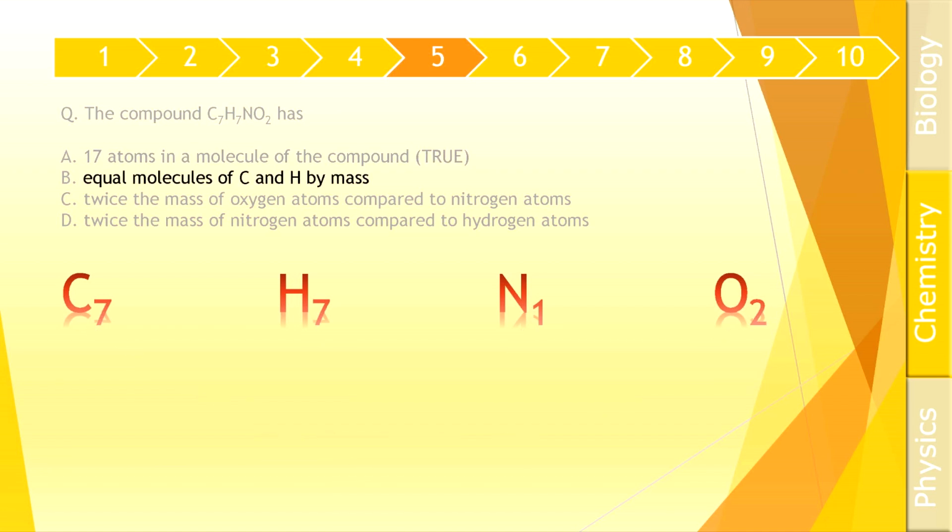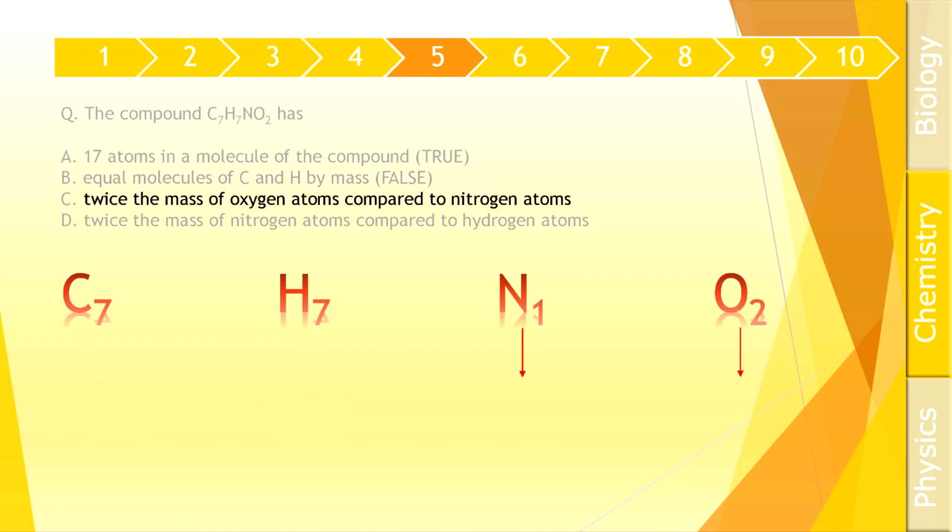Option 2 says that mass of carbon and hydrogen is same. We know that each carbon atom weighs 12 AMU. So total mass of carbon is 84 AMU. Similarly, each hydrogen atom weighing 1 AMU gives us total 7 AMU hydrogen. So this option is wrong.